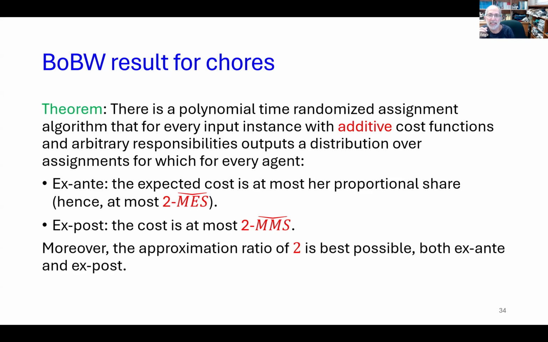You cannot give a guarantee better than proportional share ex ante. And ex post, the cost is at most twice this MMS rounded down. And moreover, also here, the approximation ratio 2 is the best possible. You cannot do better than that. So we have a best possible result that doesn't even lose anything in the constants. The best approximation that you can get for the ex ante guarantees and the ex post guarantees, you can get them simultaneously.